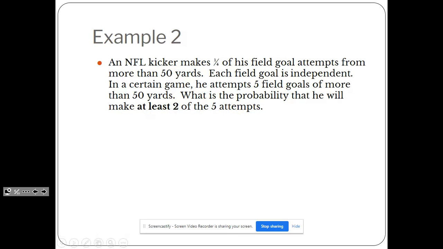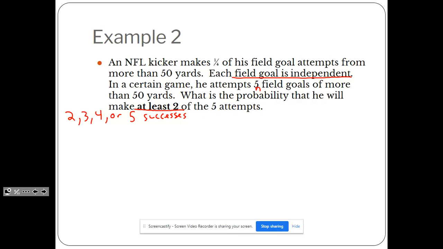Okay, another example. So now we've got an NFL kicker who makes 1/4 of his field goal attempts from more than 50 yards. Each field goal is independent. Again, this is key. It lets us use our formula. In a certain game, he attempts 5 field goals of more than 50 yards. So that's my N. What's the probability that he will make at least 2 of the 5? Okay, so that's basically 2, 3, 4, or 5 successes.